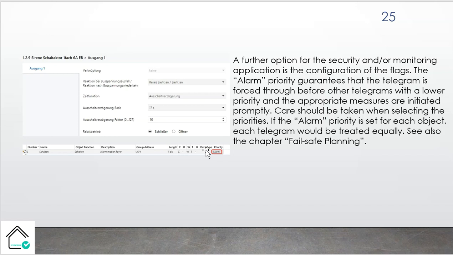Okay, care should be taken when selecting the priority. If the alarm priority is set for each object, each telegram would be treated equally. So you cannot put all of the objects in alarm. Only, for example, the trigger of the siren, okay? Remember that.